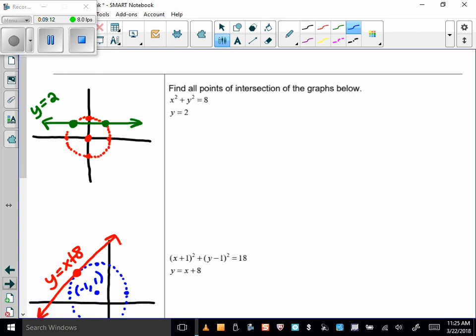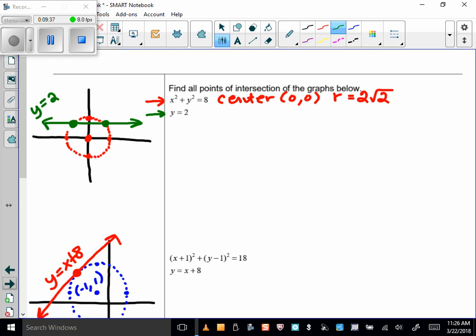Find all the points of intersection of the graph below. I graphed my circle in red: x squared plus y squared equals 8. I know the center here is at (0, 0), and I know the radius is the square root of 8, which is 2 times the square root of 2. So I kind of just eyeballed that circle, and then I graphed my line, y equals 2.